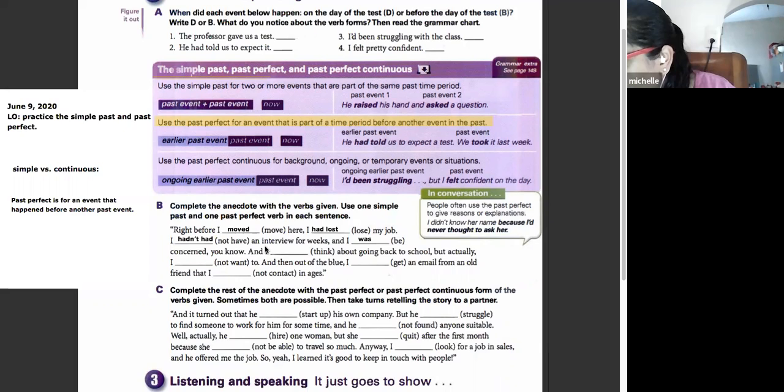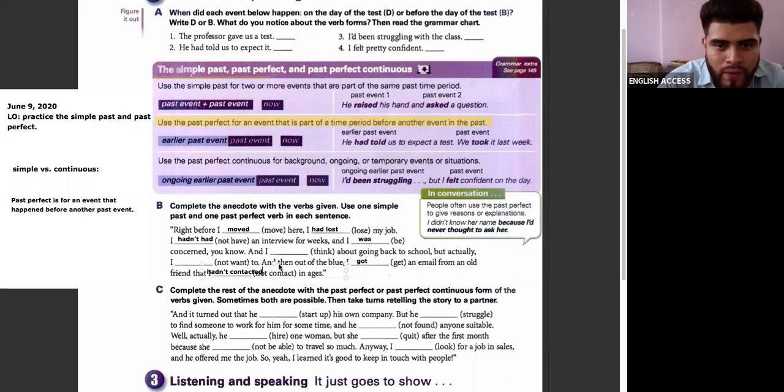And then out of the blue, I got an email from an old friend that I hadn't contact in Asia. I didn't contact it in ages. Okay. Now, the last sentence is good. But the other sentence, you put two verbs in the simple past. One of them has to be simple past, and one is past perfect.